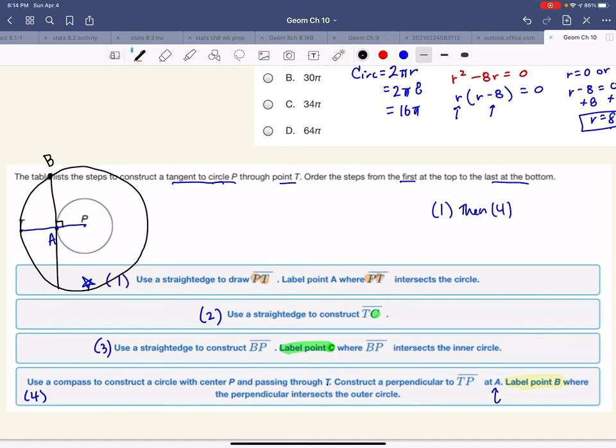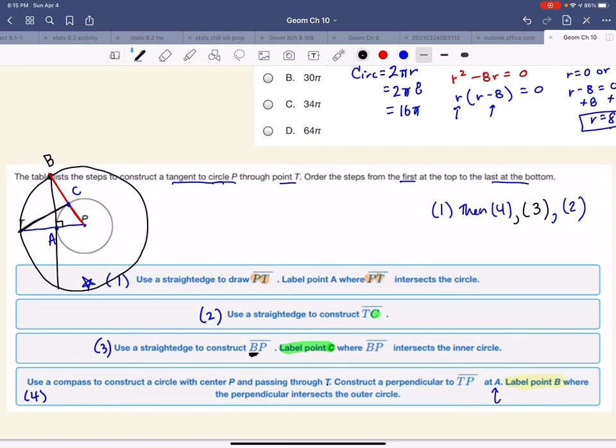Okay. Now that I have point B, I think number 3 would be the next step. It says use a straight edge to construct BP. Okay, so use straight edge to construct BP. Did that. Label point C where BP intersects the inner circle. So we're going to call that C. Okay. Now, the only one I haven't used is 2. So let's take a look at it. It says use a straight edge to construct TC. All right, so last step, use a straight edge to construct TC.